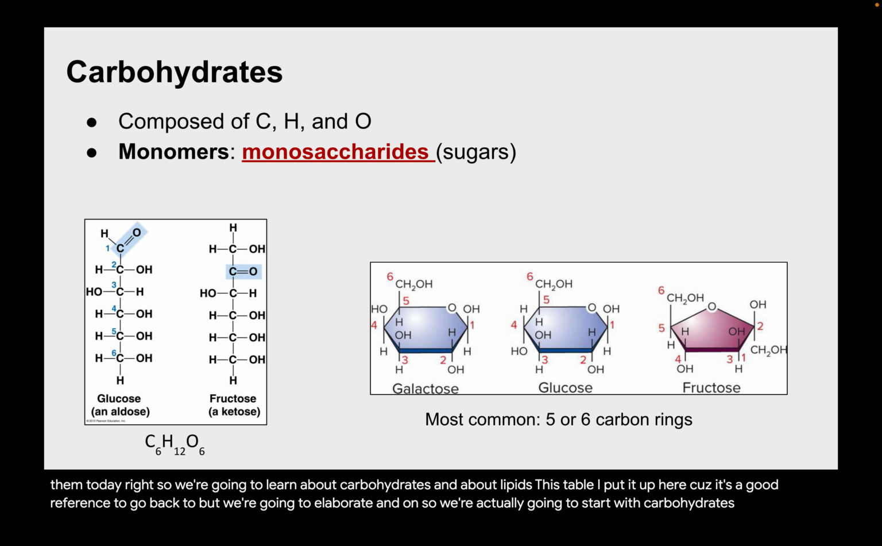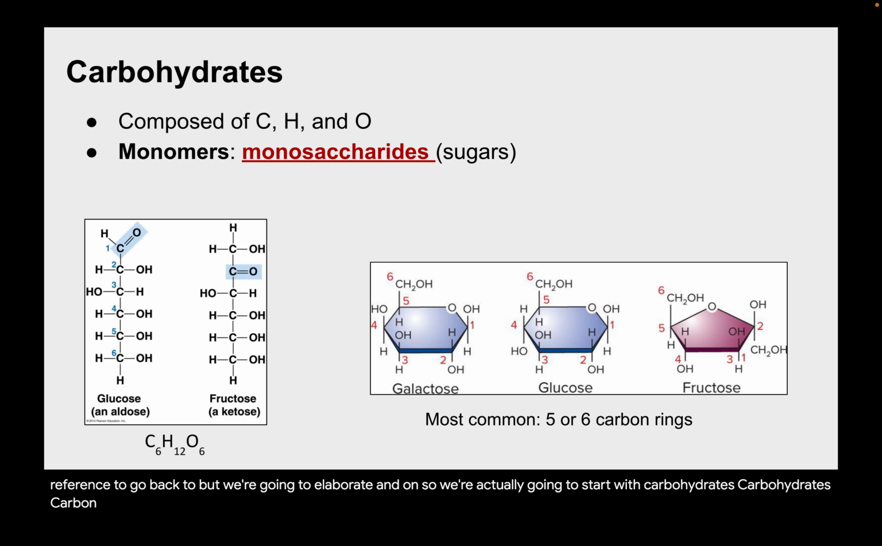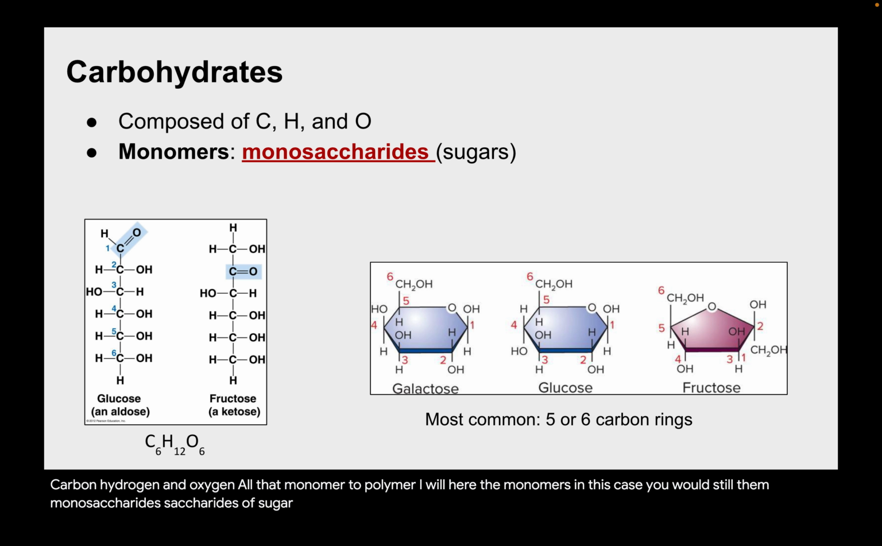So we're actually going to start with carbohydrates. Carbohydrates are typically going to be composed of mainly carbon, hydrogen, and oxygen. They do follow that monomer to polymer rule. The monomers, in this case, we would specifically call monosaccharides. Monosaccharides are sugars. So sugars are the monomers for our carbohydrates.